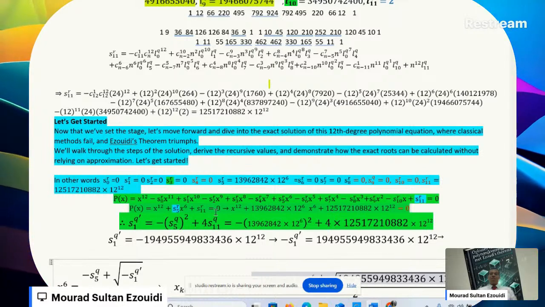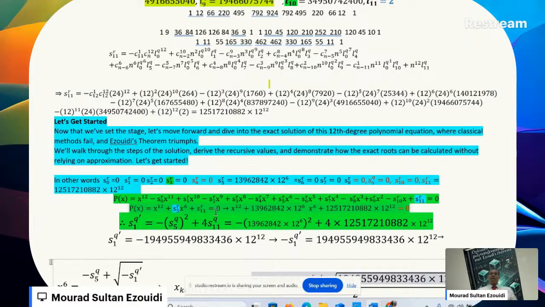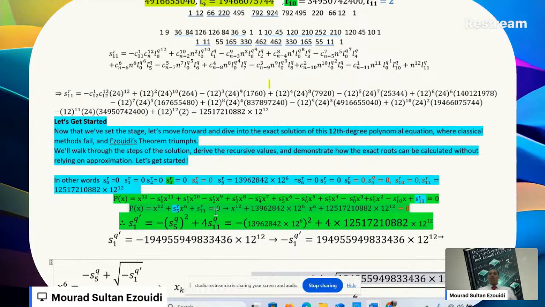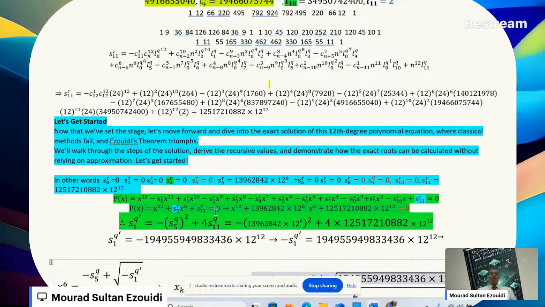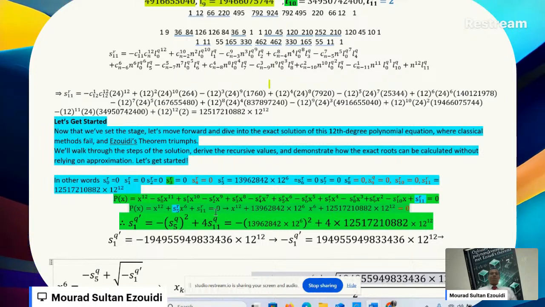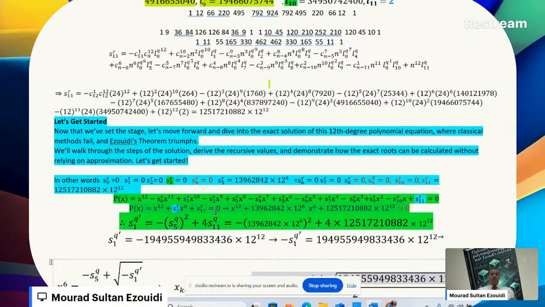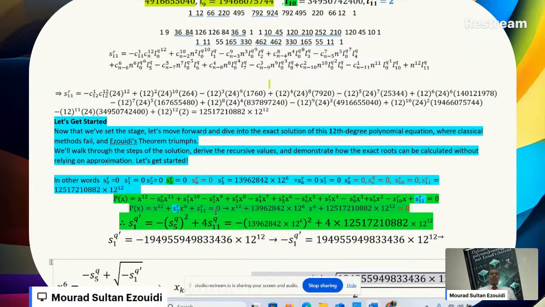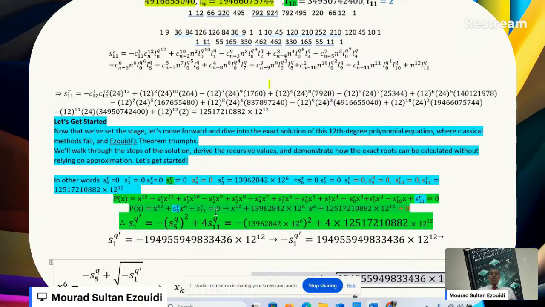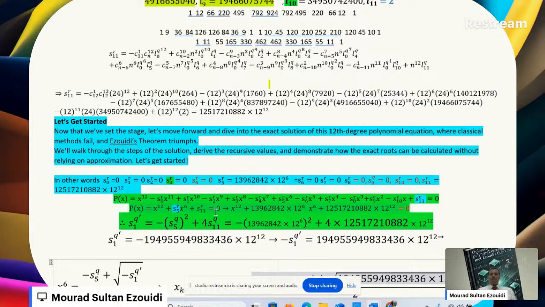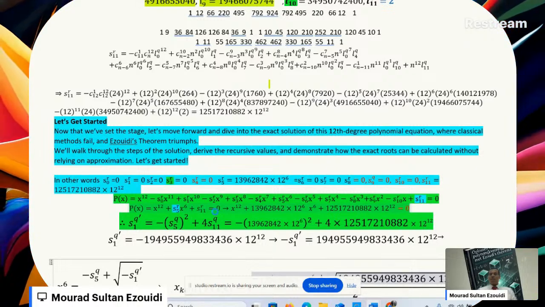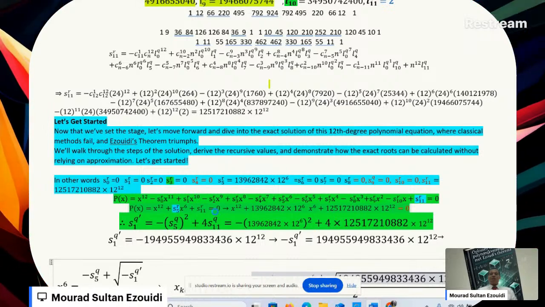Now that we have set the stage, let's move forward and dive into the exact solution of this 12 degree equation where classical methods fail and the Ezouidi theorem trumps. We will walk through the steps of the solution, derive the recursive values, and demonstrate how the exact roots can be calculated without relying on approximation.